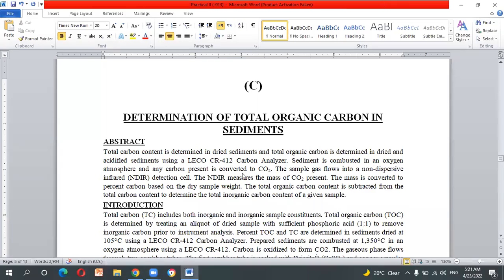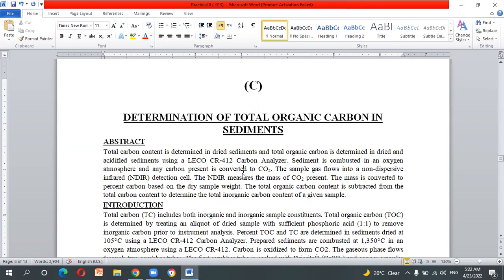Third method for wastewater testing is determination of total organic carbon in sediments. Abstract. The total carbon content is determined in dry sediments and total organic carbon is determined in dried and acidified sediments using LECO carbon analyzer. Sediment is combusted in an oxygen atmosphere and any carbon present is converted to carbon dioxide.